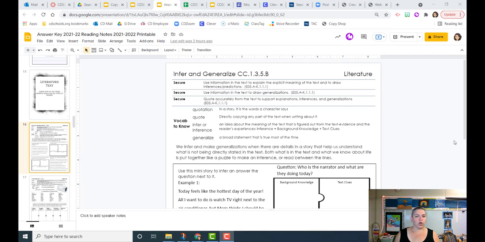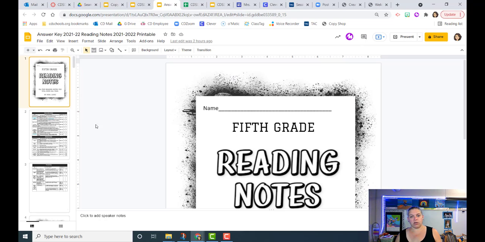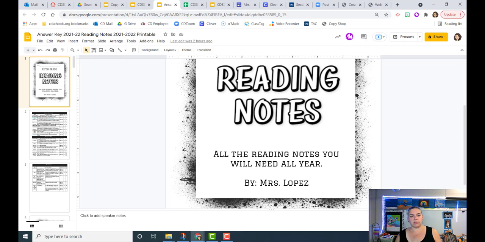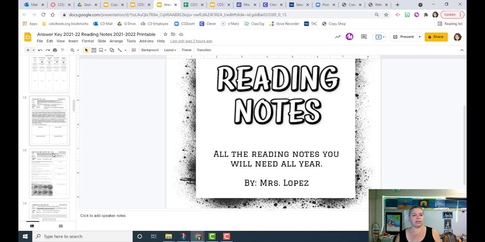Today we're going to work on Infer and Generalize. These are literature skills that we're working on. We do also infer and generalize when we have informational text, but right now we're specifically looking at how to do this when I'm looking at literature, at a story, at possibly something that's fiction. We are working in our 5th grade reading notes, and we are on page 16.